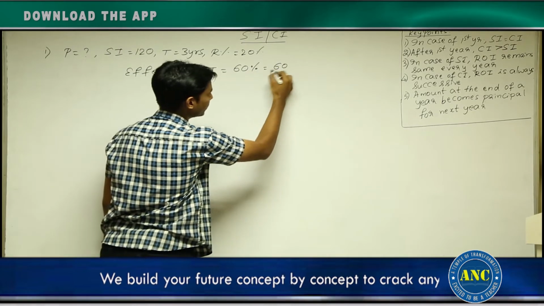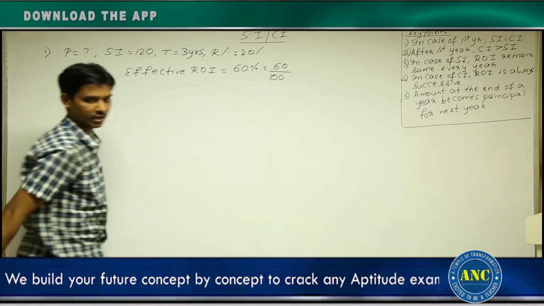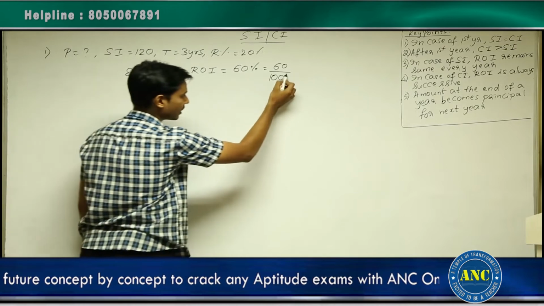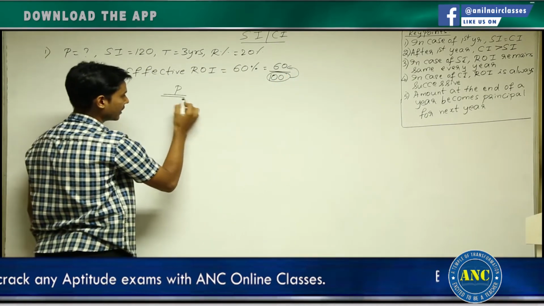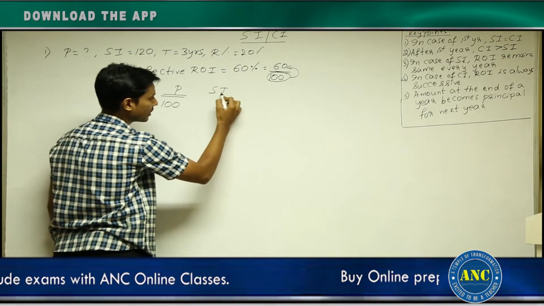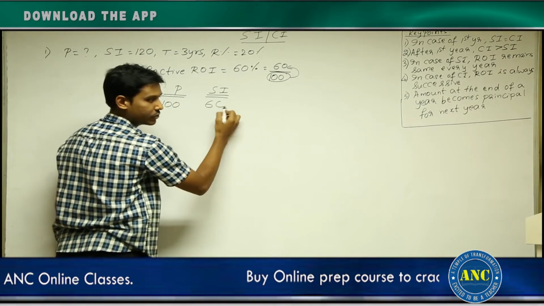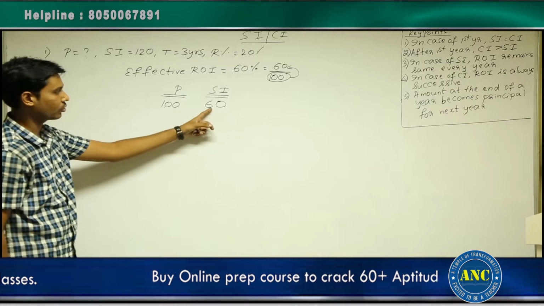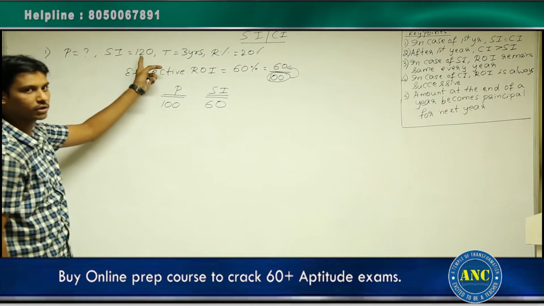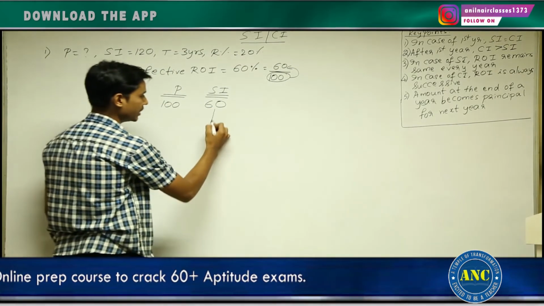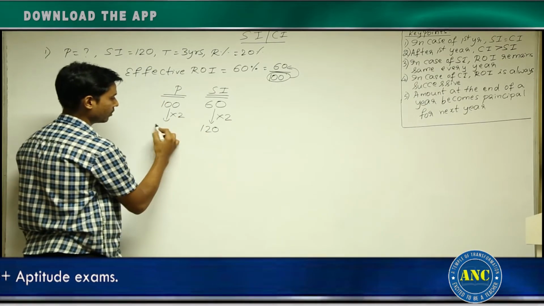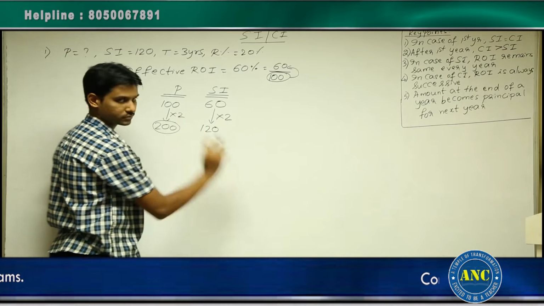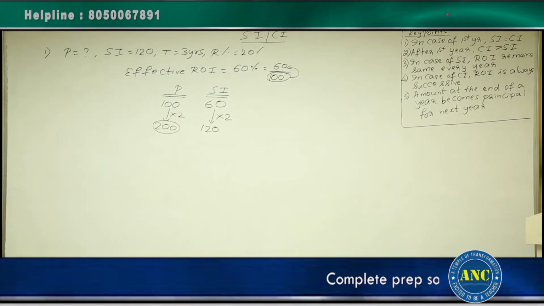What is the meaning of 60%? 60 by 100. That means if I have taken 100 rupees from you, I will give you 60 rupees extra. Extra is nothing but interest. But according to the question, SI is not 60. According to the question, SI is 120. 60 should become 120. Multiply by 2. 100 also multiply by 2. Answer is 200. Over. Understanding the approach?